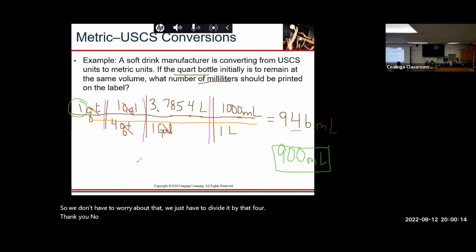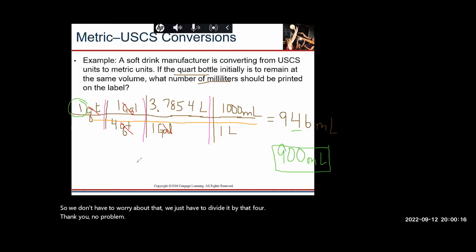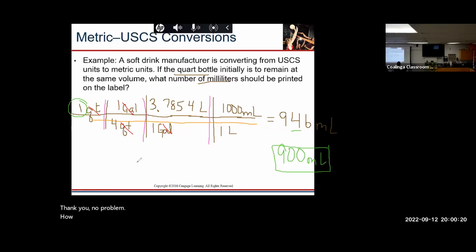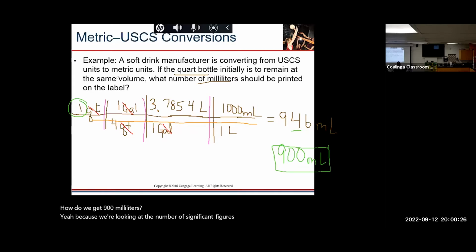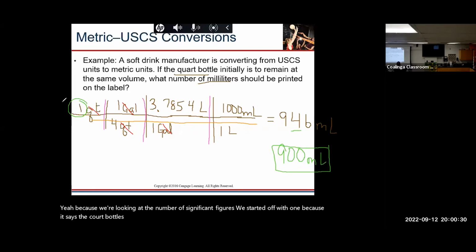But wait, how do we get 900 milliliters? Because we're looking at the number of significant figures. We started off with 1 because it says the quart bottle, so that's 1 quart, right? So if we start off with 1 quart, that's 1 significant figure. So then my answer would be 1 significant figure. My final answer, okay?